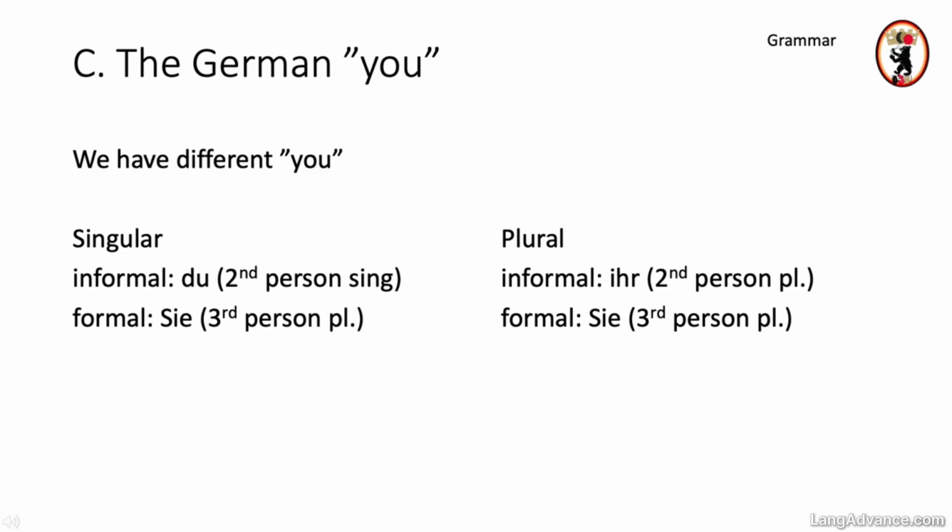Here you can see that in the singular, we have the informal du that is conjugated second person singular, and the formal Sie, which is capitalized, super important, and is conjugated third person plural. I know this is a bit confusing, but practice makes perfect in this instance. In the plural, we also have 2 you. The informal ihr, conjugated second person plural, and the formal Sie, again capitalized and conjugated third person plural.